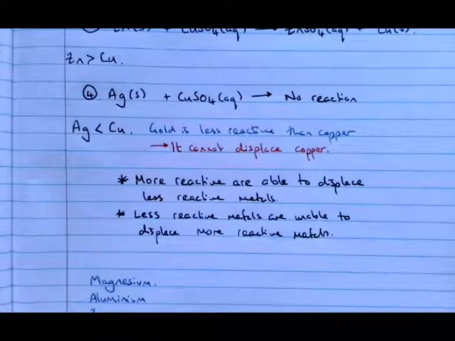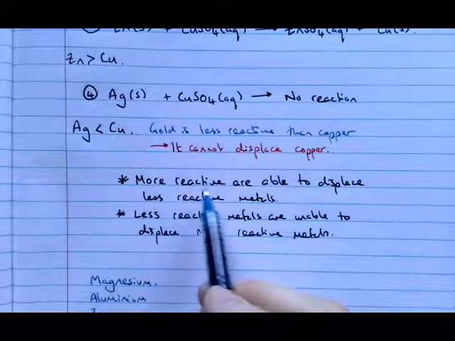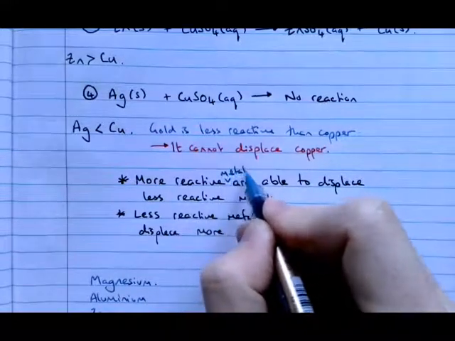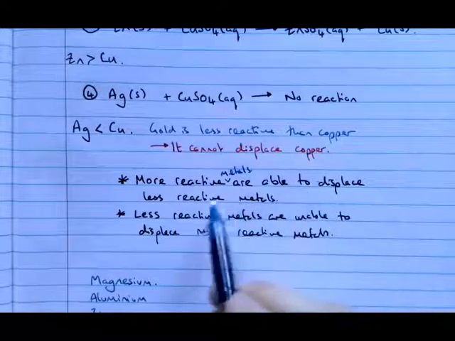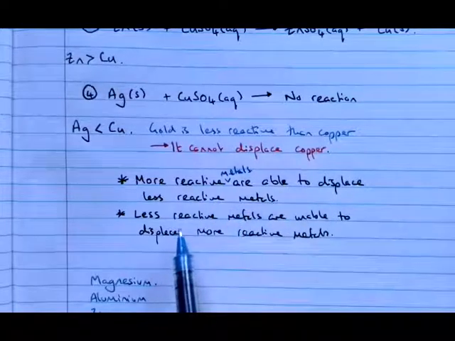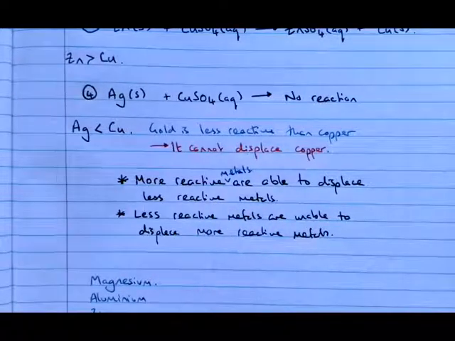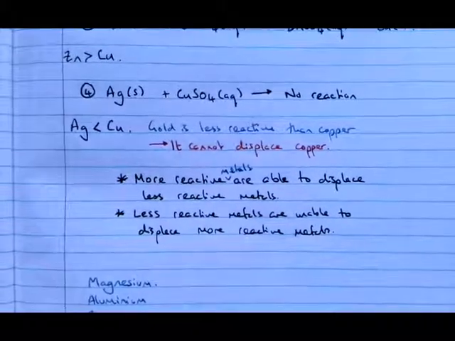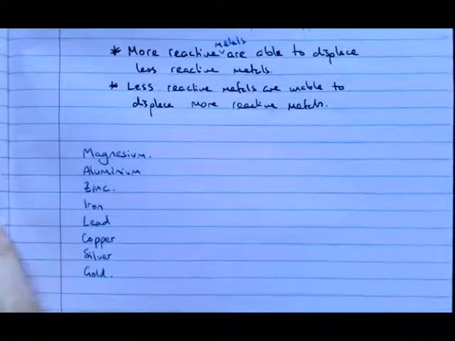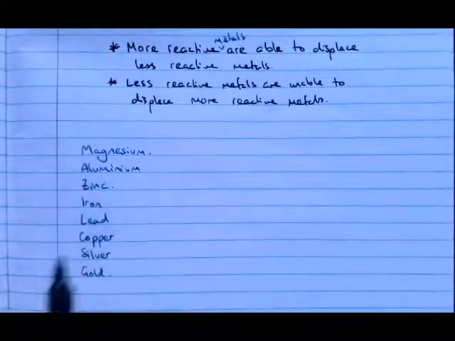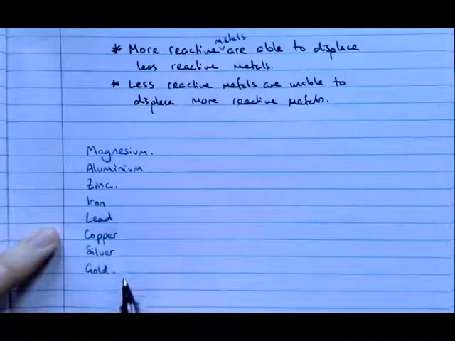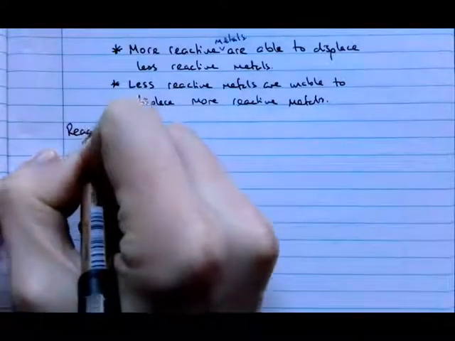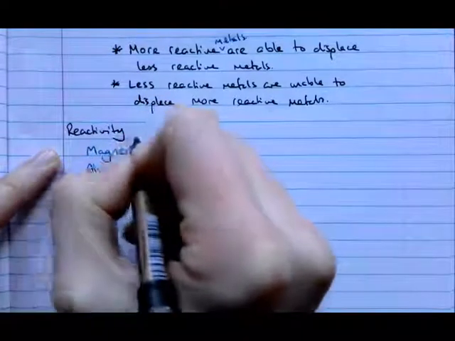Okay, so we've just said that more reactive metals are able to displace less reactive metals, and less reactive metals are unable to displace more reactive metals. Okay, and what that means is we can now put metals in order. So we've seen this before a little bit, and we'll see it again now. They can be put in order of reactivity, and we call this a reactivity series.